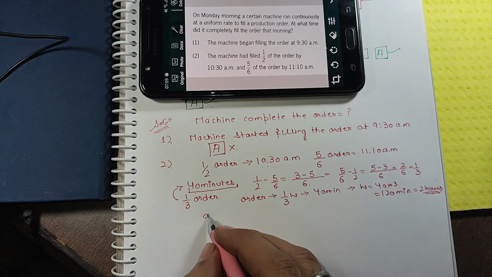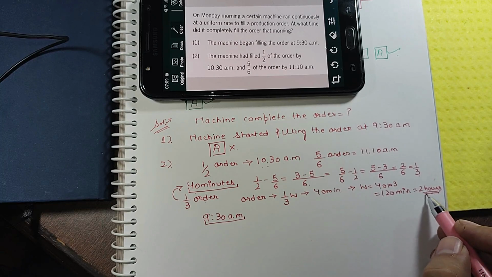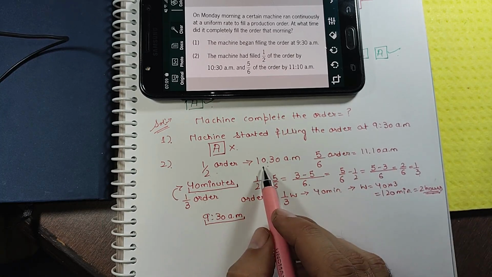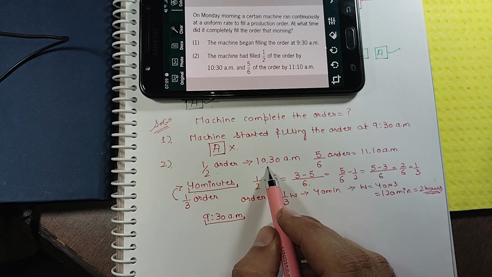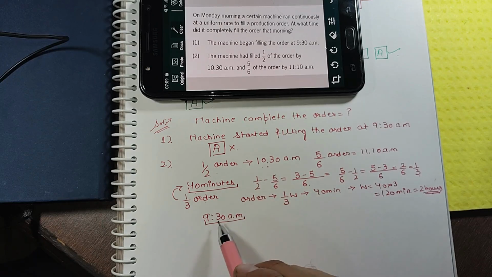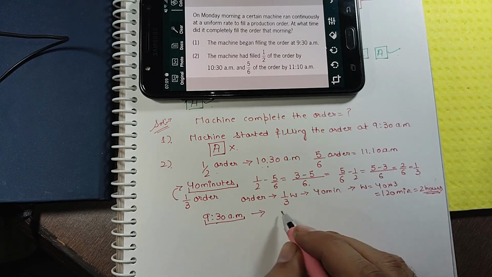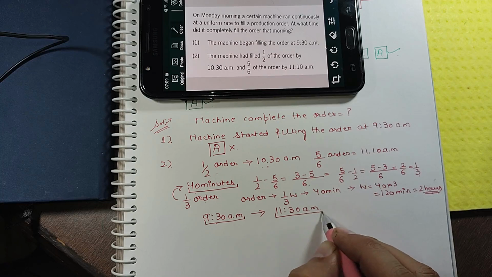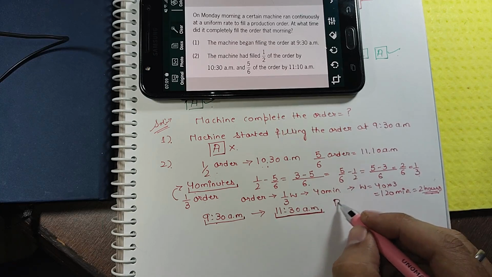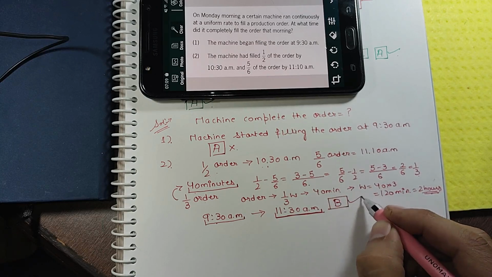So that work started at 9:30 a.m. Because the total job took 2 hours and half of that job was completed by 10:30 a.m., if we go 1 hour back, it would have started at 9:30 a.m. and it will go up to 11:30 a.m. So now we are getting the time when the machine completed the order. So we can say that statement B is sufficient to answer my question.